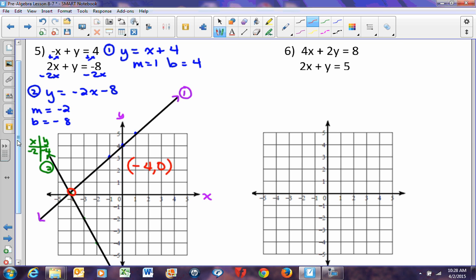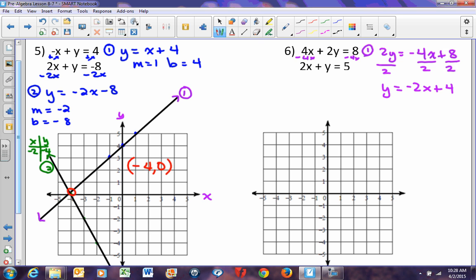Let's look at problem number 6 here. 4x plus 2y equals 8. So I need to solve that for y. So equation 1, I'm going to subtract 4x. So I have 2y equals -4x plus 8. But I need to solve this for y, not 2y, so I'm going to divide everything by 2. So I have y equals -2x plus 4.